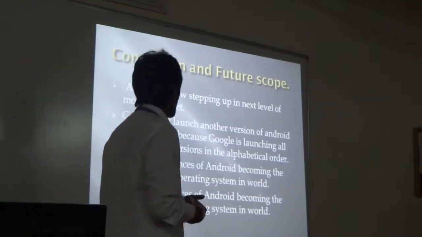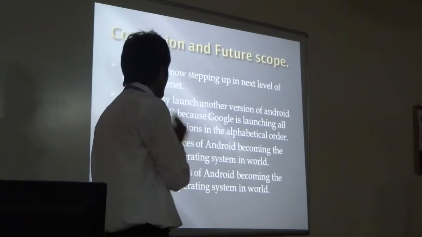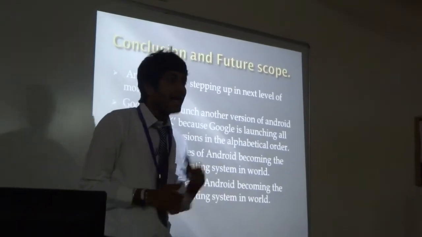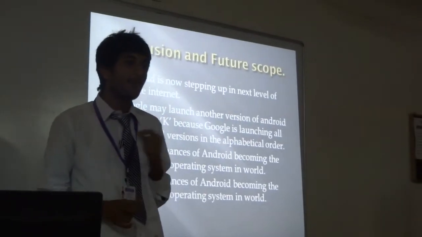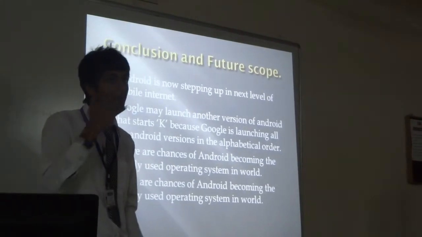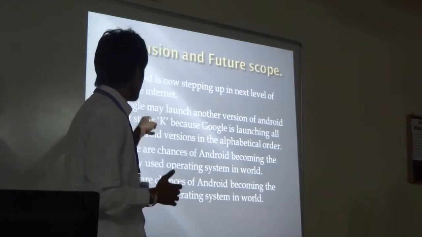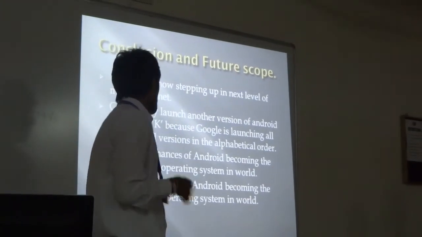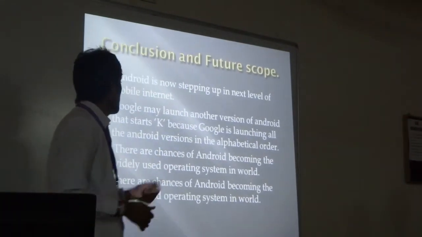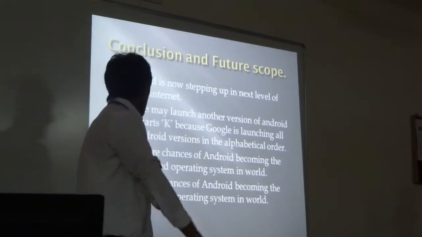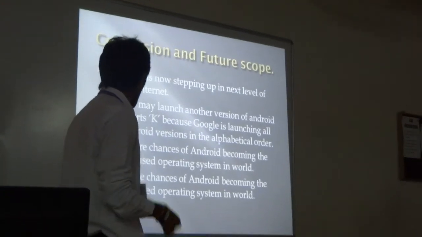Google may launch another version of Android that starts from K, because Google is launching all the Android versions in alphabetical order. As you must have marked, all the Android versions are in alphabetical order: A, B, C, D, E, F. I don't know whether it's a rumor, but it will be starting from K. There are chances of Android becoming the widely used operating system in the world.